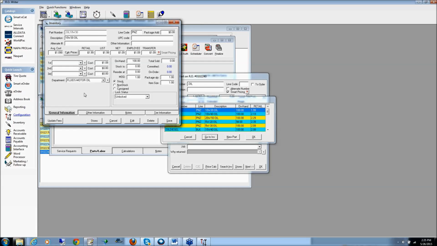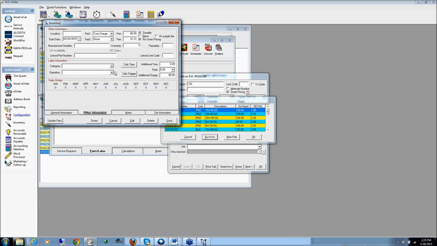I've got a $1.09 cost for a quart of 5W30 oil. I don't want to mark that up 5 times and then round it to 99 cents, because now I'm selling oil at $5.99 a quart. It's going to be tough to figure out the blend or mix of parts and labor on a $25 oil change when I've got $30 in oil taking up the majority of the balance of that transaction. So we can tell the system to not use smart pricing.